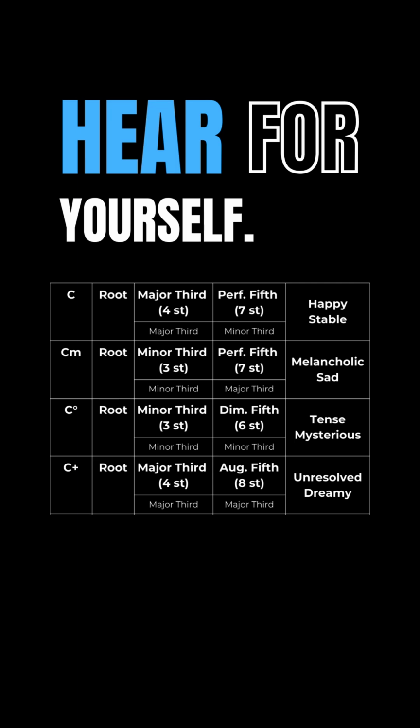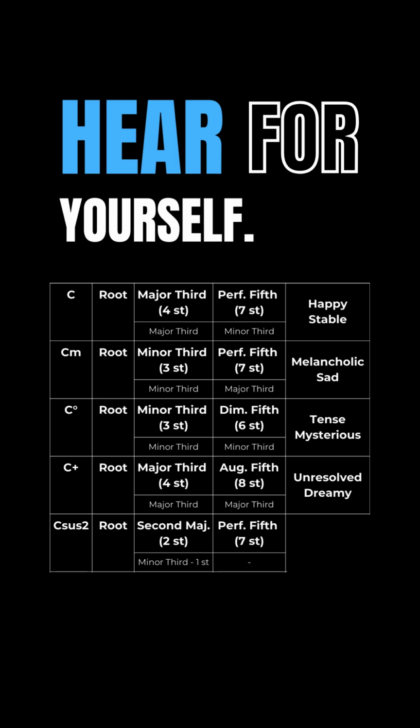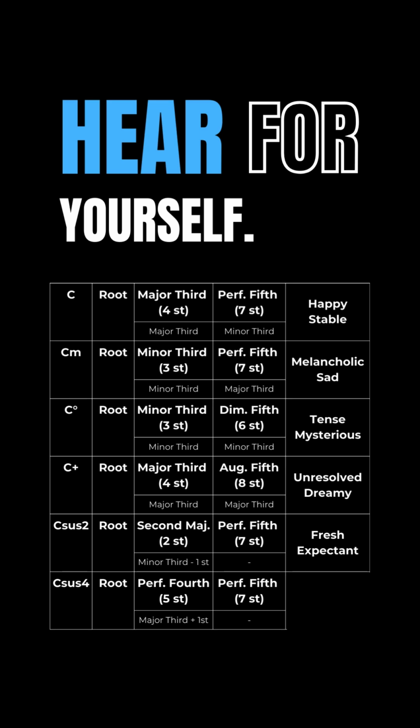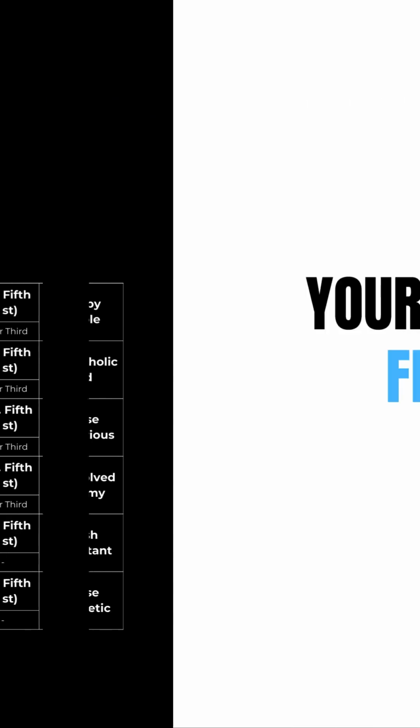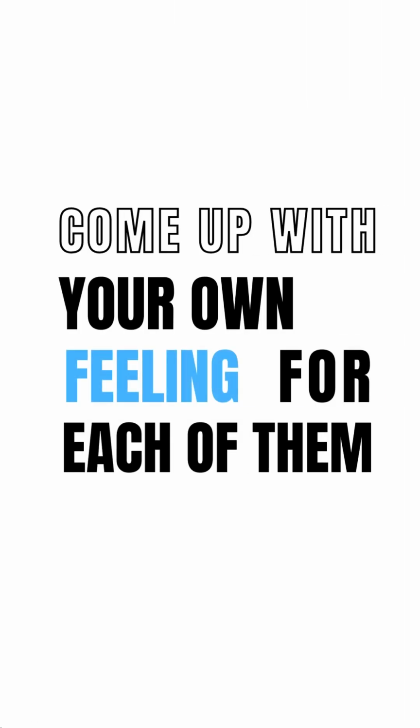Only the suspended chords remain. Here is a C suspended 2. The mood is fresh and expectant. Finally, the suspended 4 is more tense and energetic. Here I give you what I feel when I hear them, but come up with your own feeling for each of them. So, how do the triad guessing videos work?